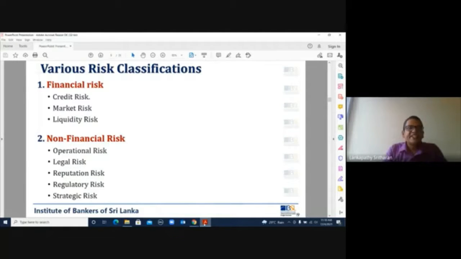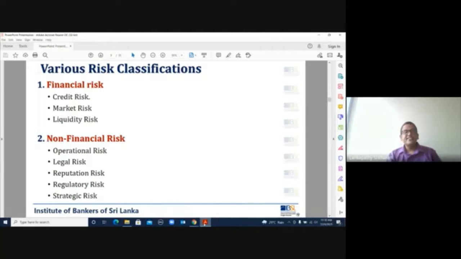Conventionally, the banking sector or financial business gives focus on financial risk. But modern theories say that not only financial risk, non-financial risk is also as important for a bank and financial institutions. The financial risk, we can simply say, is any risk which directly affects the balance sheet of the particular financial institution.